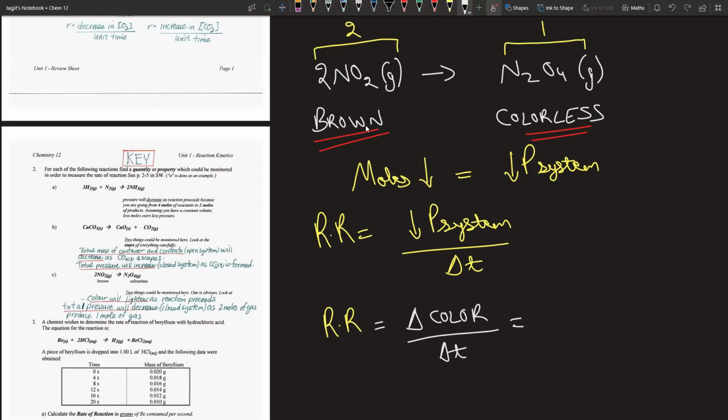Now, what will happen? As this reaction goes on, this will go from brown to colorless. So as time goes on, what's going to happen? The intensity of brown is going to decrease, right? So you can measure it as decrease in intensity of brown.